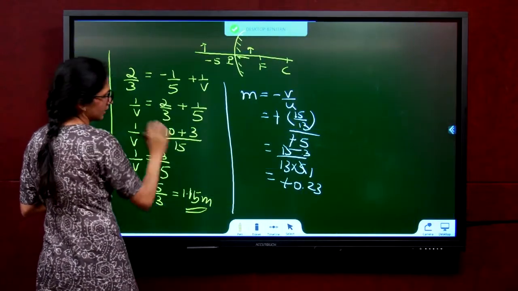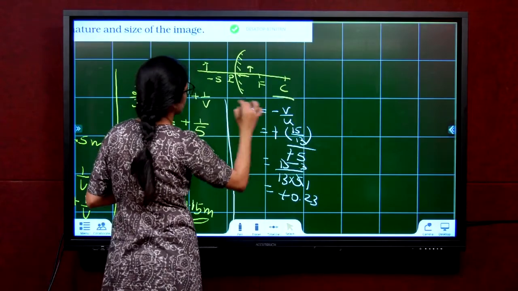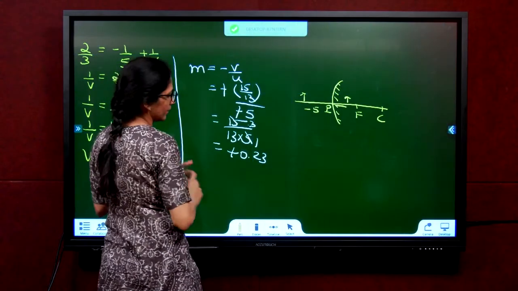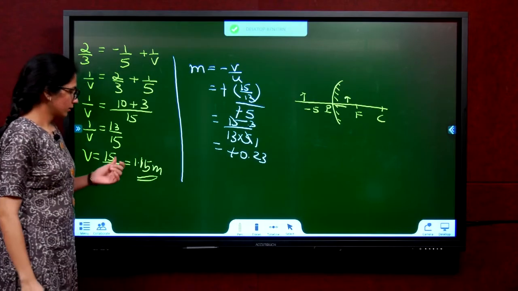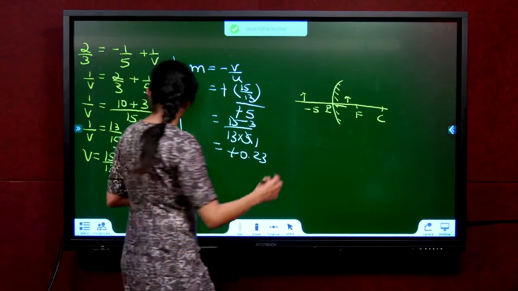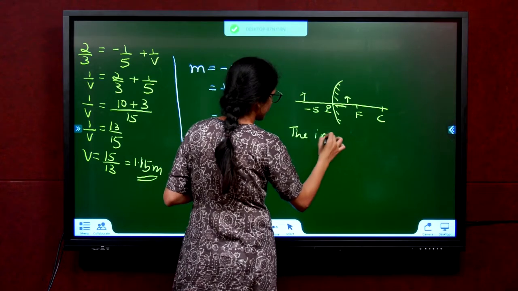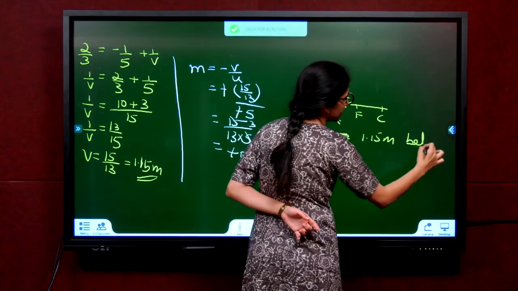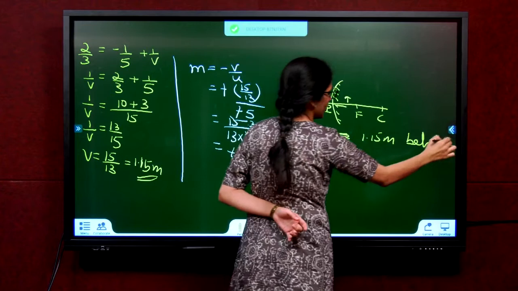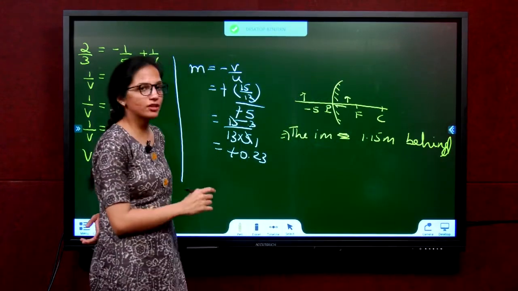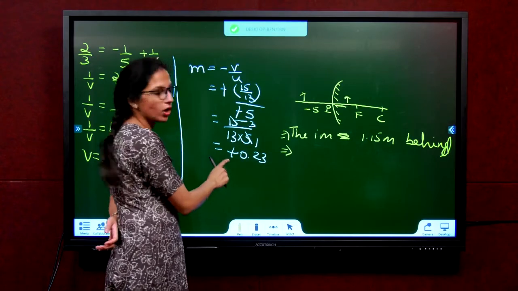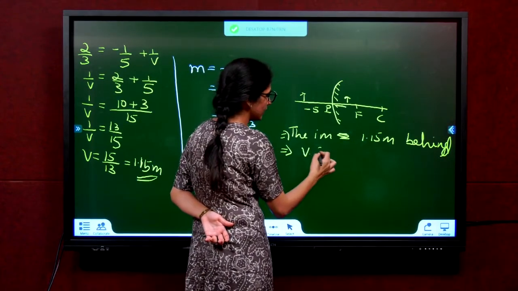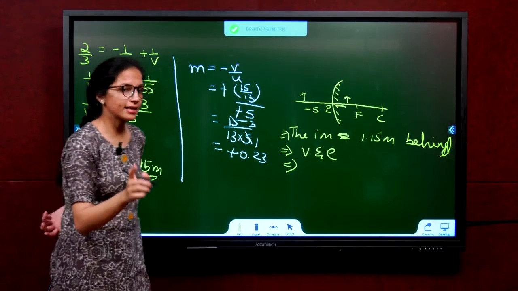So now let us do the conclusion. What will be my conclusion? The image is formed 1.15 meters behind the mirror. First point, this is the position we are talking about. Next, you have to talk about the nature and size. First, nature. Magnification is positive, which means virtual and erect. The image is virtual and erect. Write it in words.